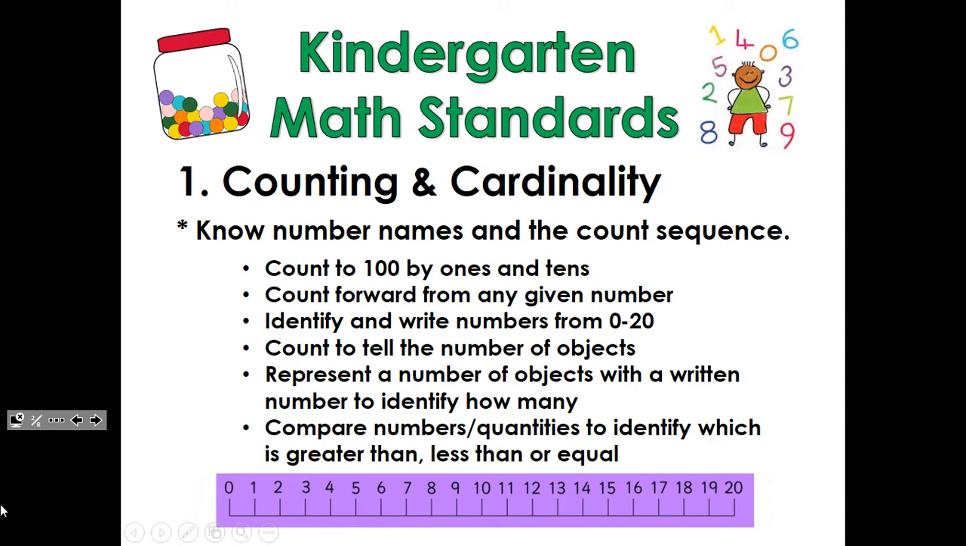The first standard for kindergarten math is counting and cardinality. We ask that kindergarten students be able to count to 100 by ones and tens, count forward from any given number, identify and write numbers from 0 to 20, count to tell the number of objects, represent a number of objects with a written number to identify how many, and compare number quantities to identify which is greater than, less than, or equal.